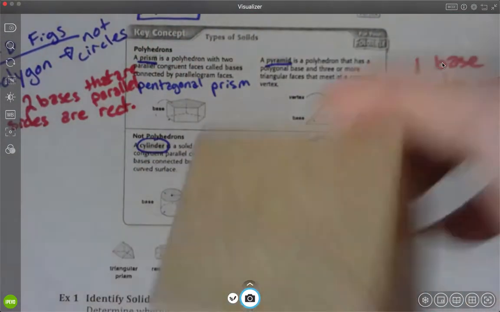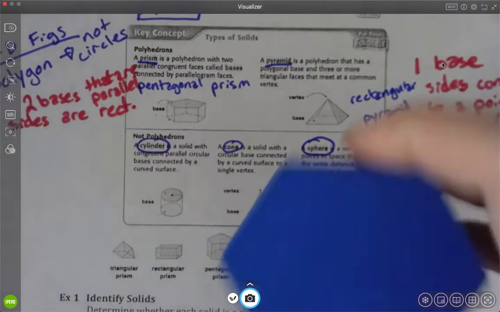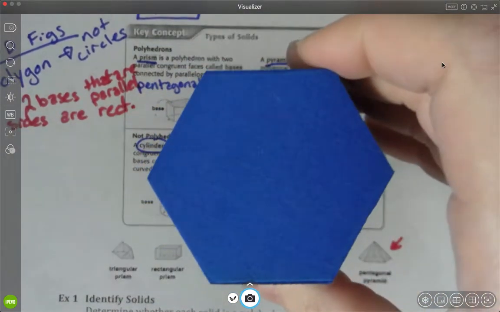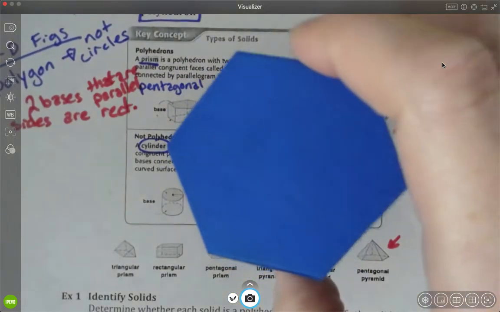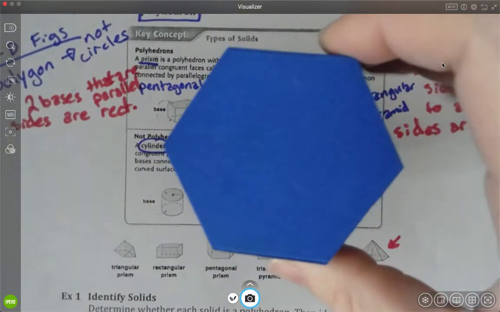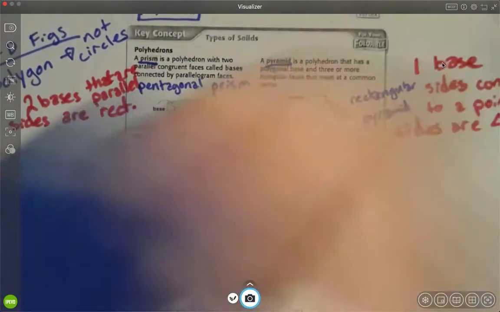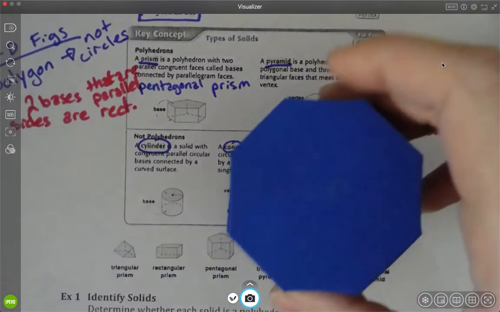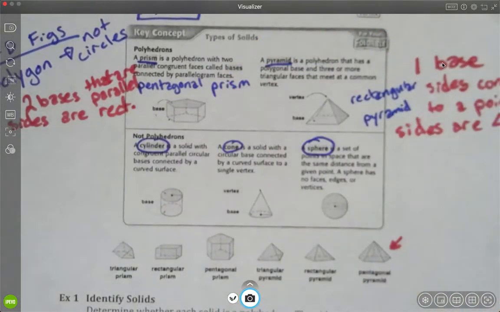Same thing with this guy. He's a cube also, right? But he's just wooden. Okay. All right. What about this one? How many sides? Hexagonal prism. Okay. This one is an octagonal prism. Okay. What about this thing?